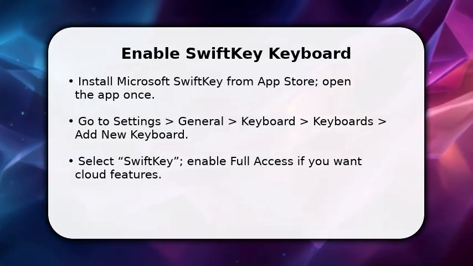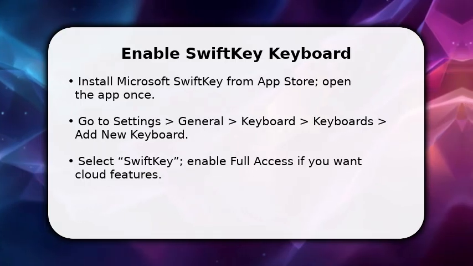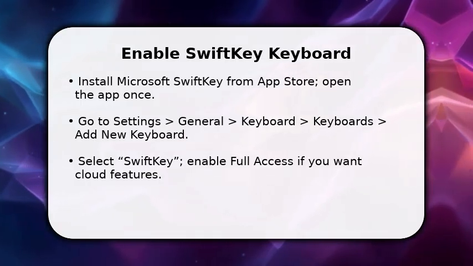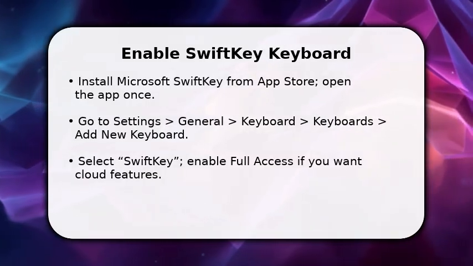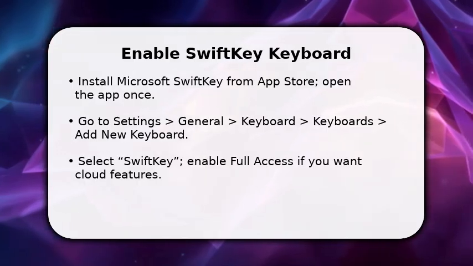You've installed Swiftkey, so start by enabling it in Settings. Open iPhone Settings, tap General then Keyboard, and choose Add New Keyboard. Once added, tap Swiftkey and decide whether to allow full access. This enables cloud backup, personalization, and syncing across devices.